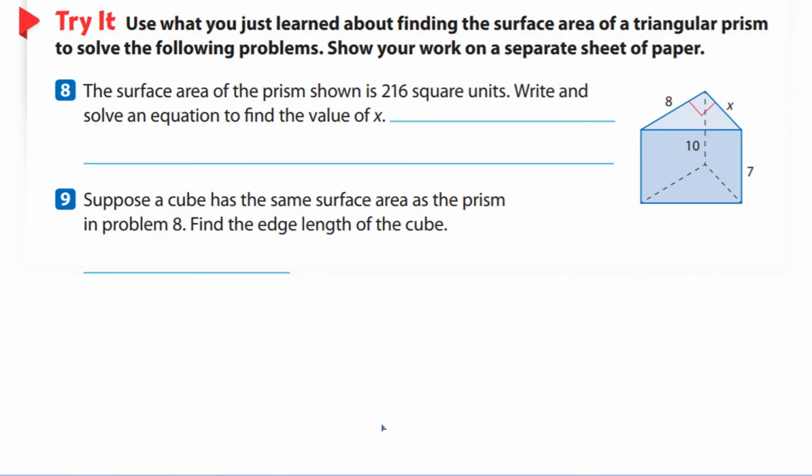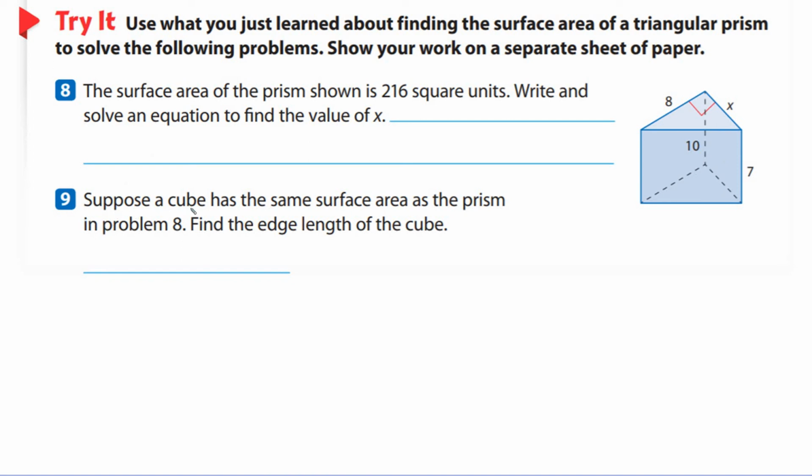Now let's try it. Use what you just learned about finding the surface area of a triangular prism to solve the following problems. Show your work on a separate sheet of paper. Question 8. The surface area of the prism shown is 200 square units. They're giving you the surface area. Okay, think about that. When they give you the surface area and volume, that's when equations come in and you've got to solve the equations. Write and solve an equation to find the value of x. So you need to find this value when you're given the surface area.